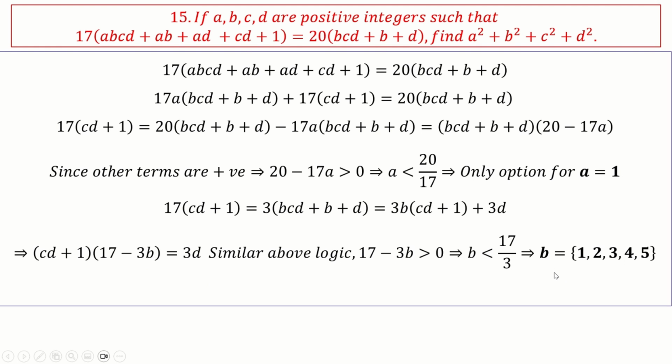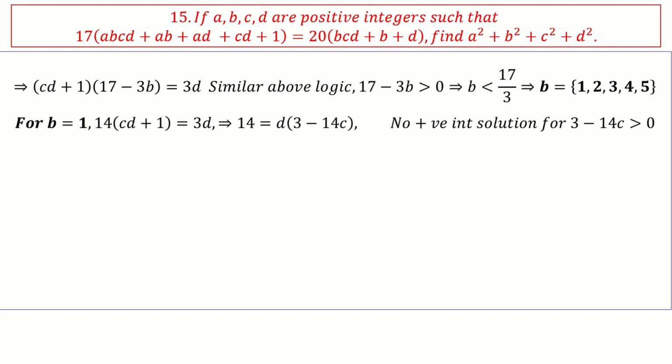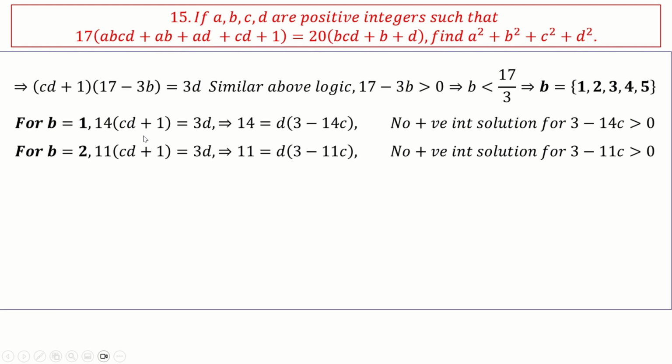In this case, I have 5 options for B: 1, 2, 3, 4, 5. All 5 are possible. Now check case by case. Case 1 is B equal to 1. In this case, I am left with 14 times (CD plus 1) equals 3D, or 14D minus 3 minus 14C. 3 minus 14C can never be positive. Even if you take the minimum value of C as 1, this is still negative. So there is no solution for B equal to 1. Similarly for B equal to 2, there is no solution because 3 minus 11C cannot be positive even with the minimum value.